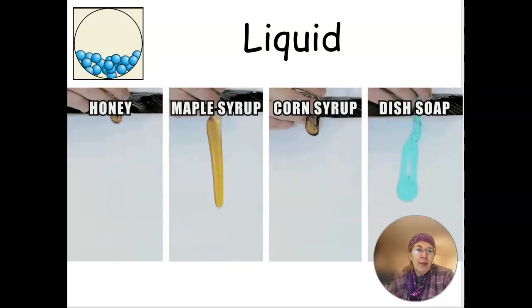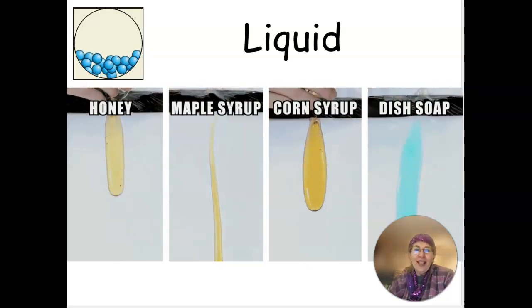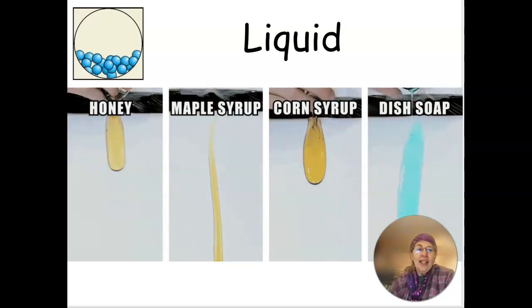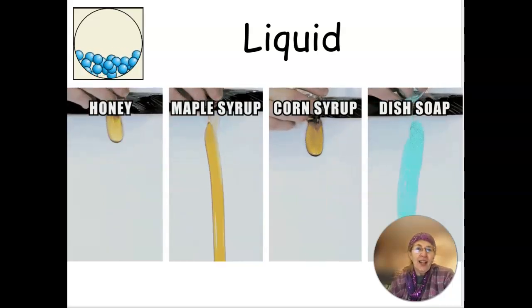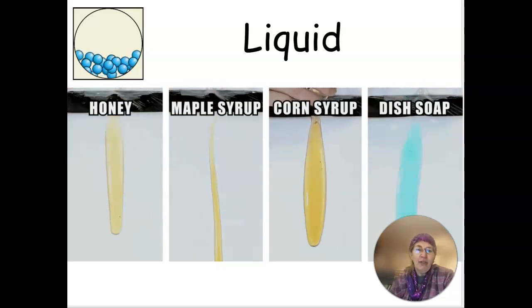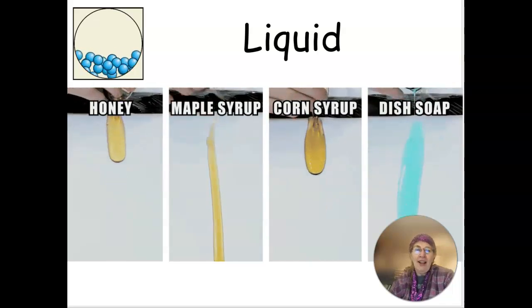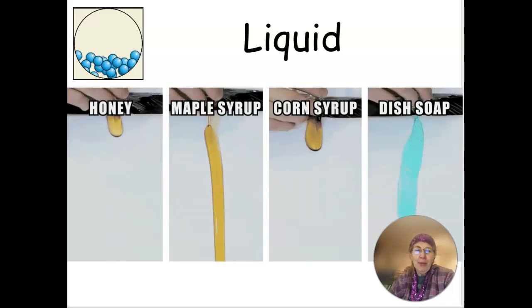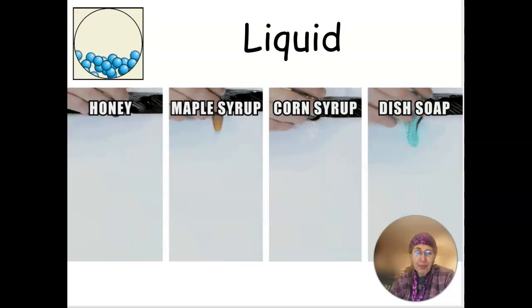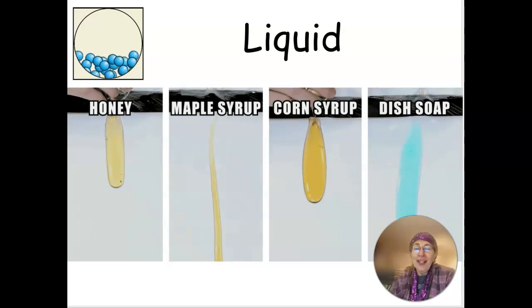So this concept of being able to flow, it actually has a name. It's called viscosity. And so different liquids have different viscosities. Viscosity is the resistance to flow. And so corn syrup has a high viscosity versus maple syrup has a lower. And so you can see that these substances aren't flowing at the same rate.